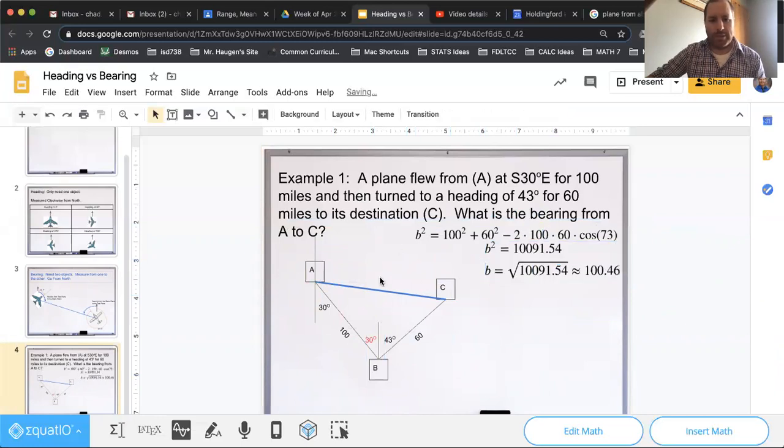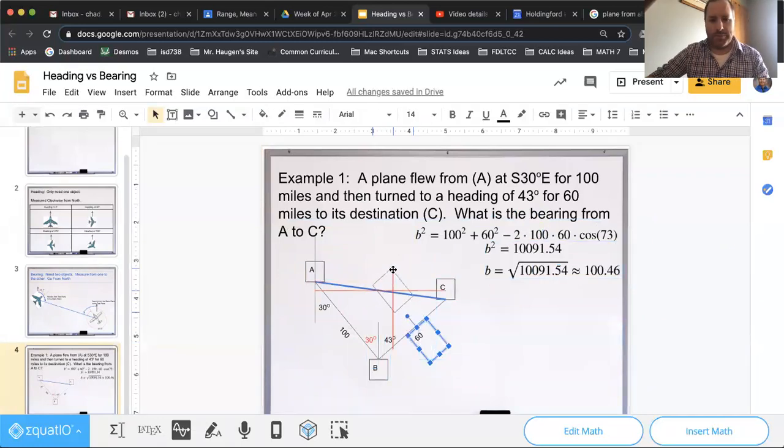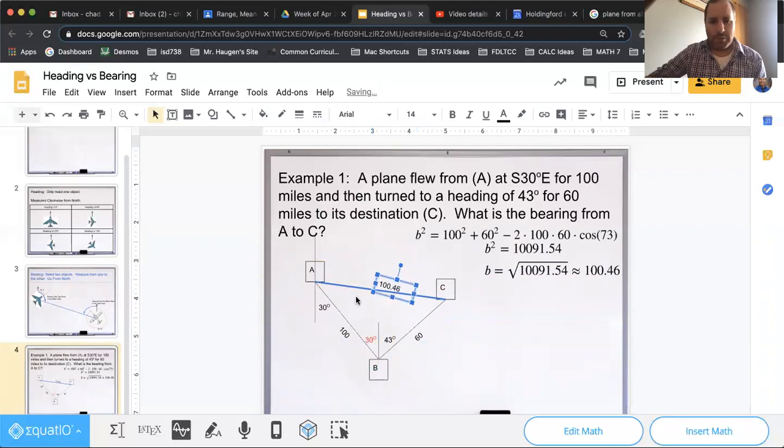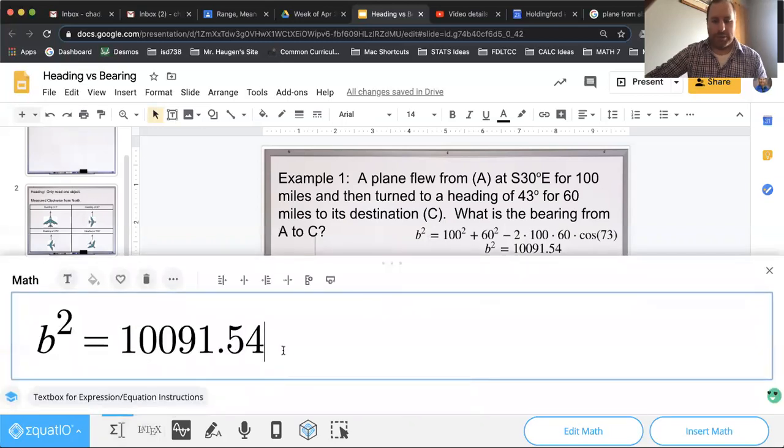Okay, so that means this top side up here has got to be 100.46, so that's what I'm going to put in here. And again, we're trying to find this top angle. So if I find this little one at the bottom, we could take that all the way from 180 and be done there. So now I'm going to use the law of sines to figure out what this little angle is, because now I have a side and the angle across from it. 60 is across from this one. So that would be my next setup, my setup number 2.